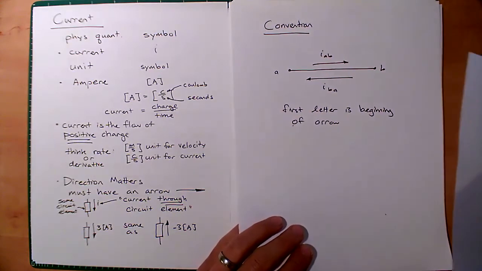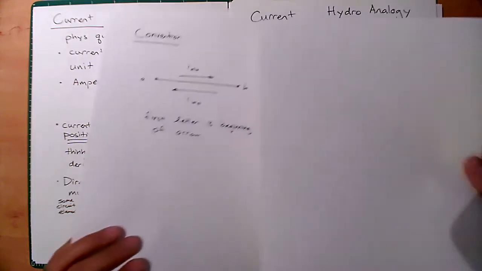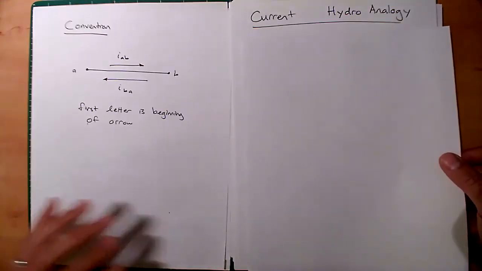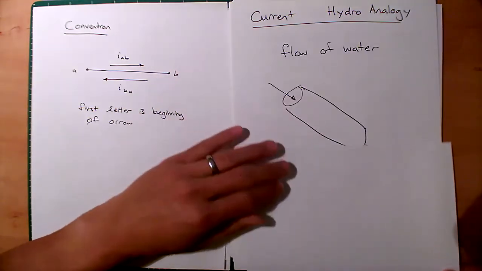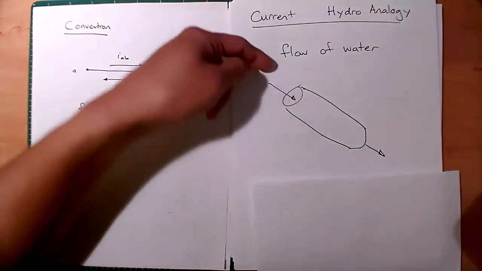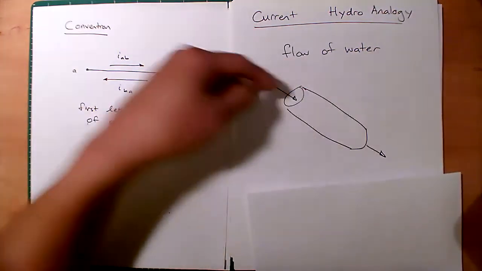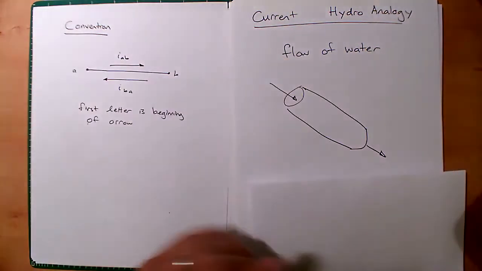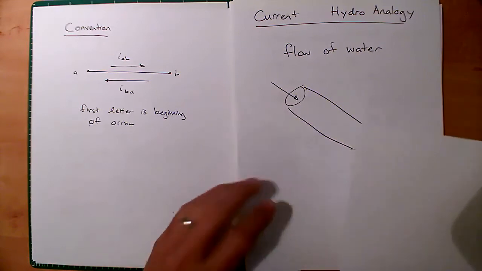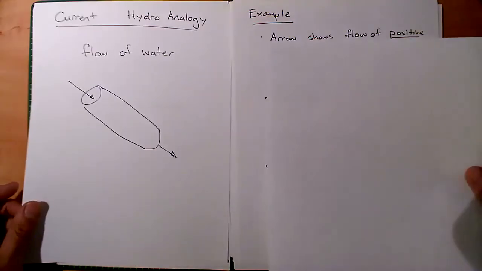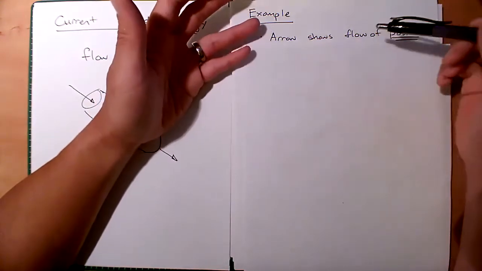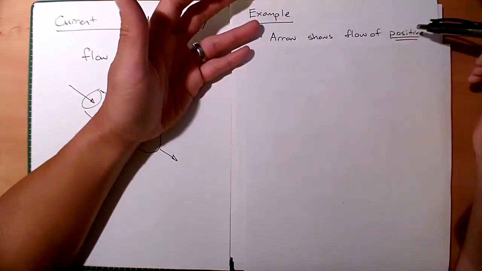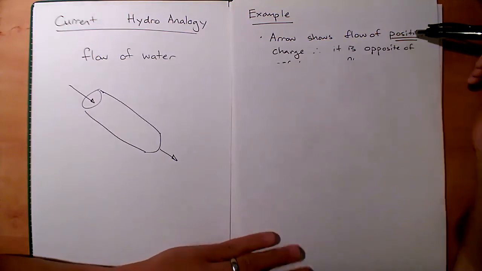Okay. The hydro analogy for current is the flow of water. So charge is water itself, and current would be the flow of water. Imagine a pipe, the current is how it flows, okay? All right. Another important point is, as I said before, the arrow shows the flow of positive charge, okay?